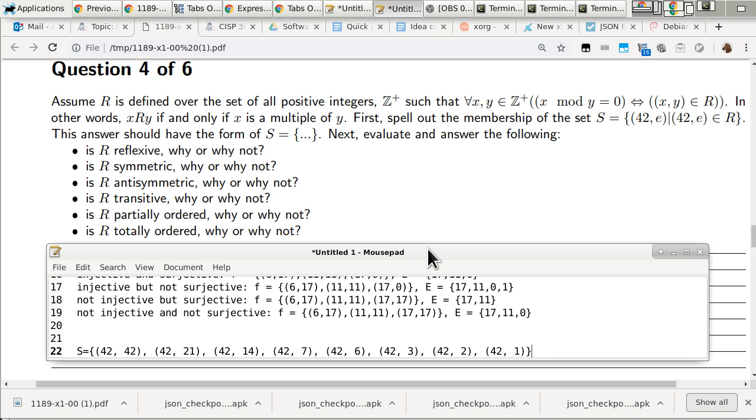Is it symmetric? It is not symmetric. Is it anti-symmetric? Now, anti-symmetric is the funny one, remember? Because anti-symmetric is basically asking, do we have a case where we have a R b and b R a, but a does not equal b? So in this particular R, do we have something like that? The answer is no, we do not, which means it is anti-symmetric. If a is a factor of b and b is a factor of a, then a and b must be the same thing.